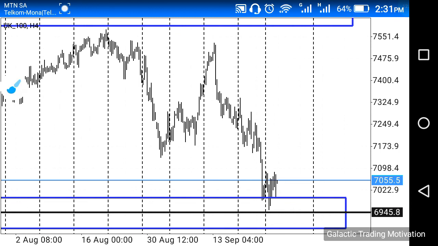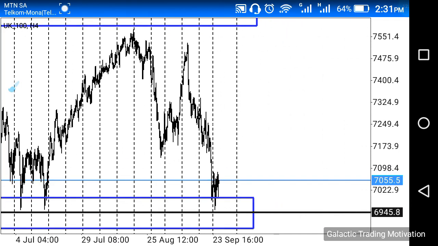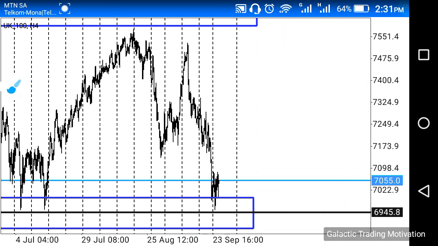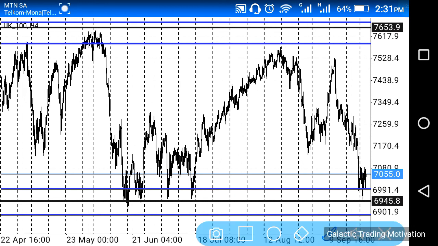And our target would be this level over here, because that's a very strong level of resistance which we have already marked, guys. So this would be our target, right? So I hope what I'm saying makes sense, guys. This is very, very simple.